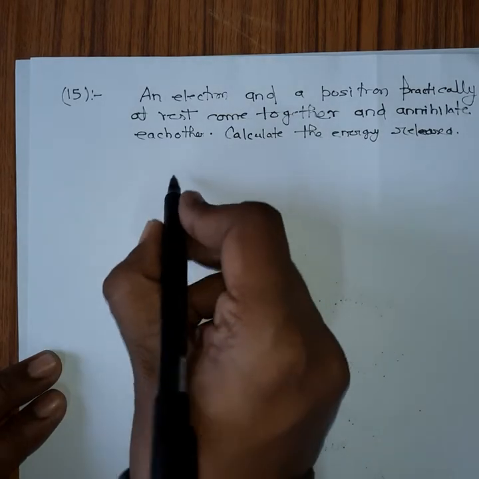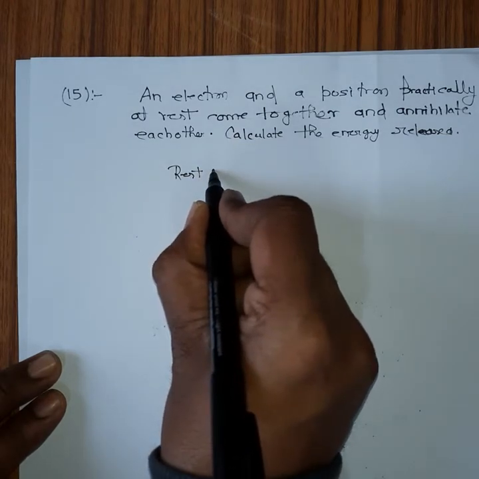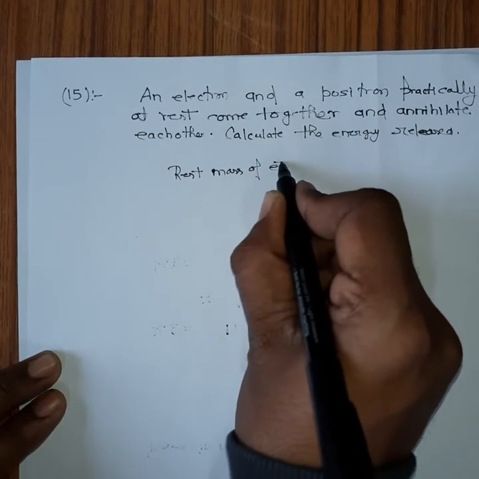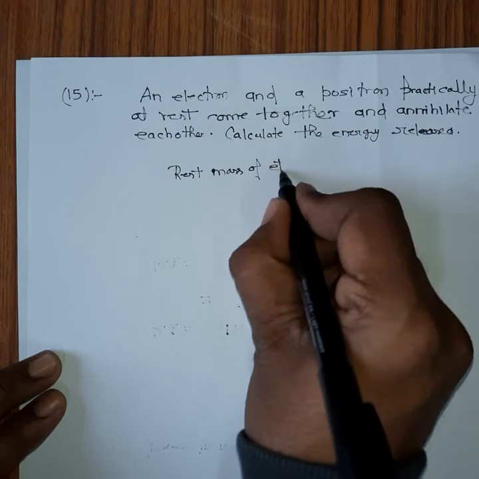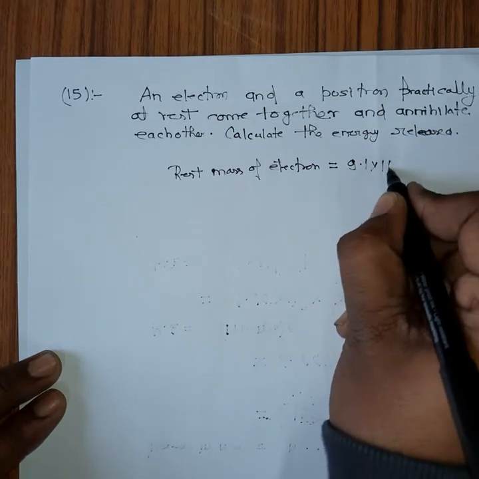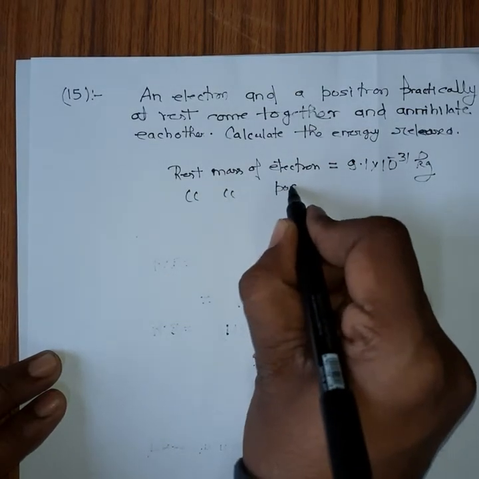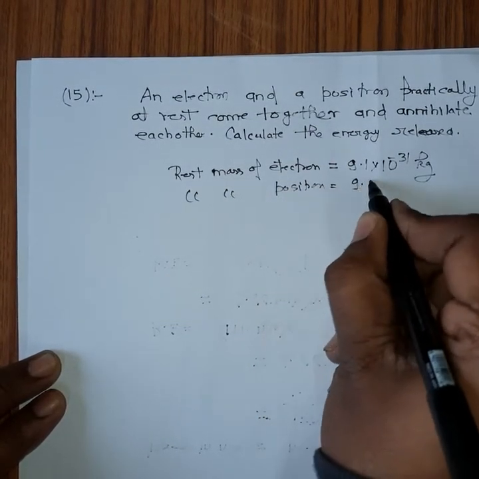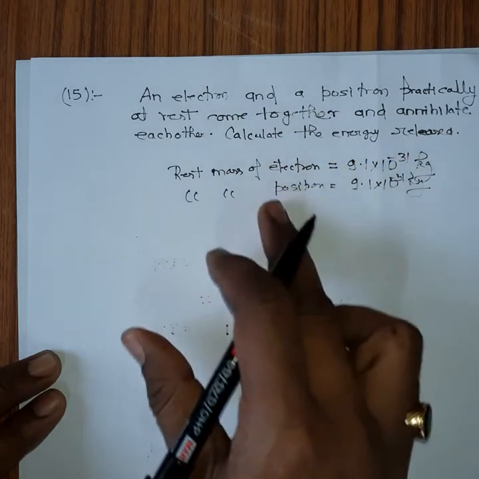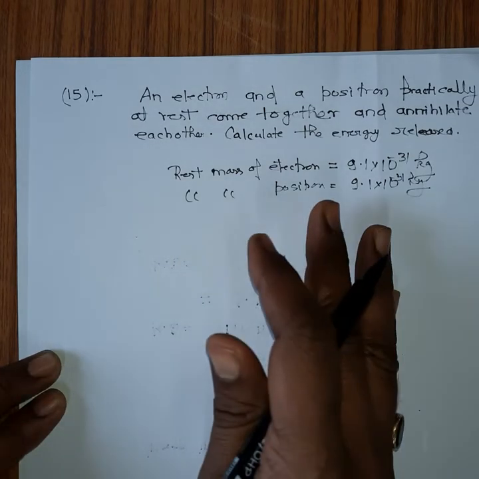So rest mass of electron will be equal to rest mass of positron. Rest mass of electron is equal to 9.1 × 10^-31 kg, and rest mass of positron will be the same, that is 9.1 × 10^-31 kg. So when they annihilate each other, this mass converts into energy. So simply we have to calculate the energy released.